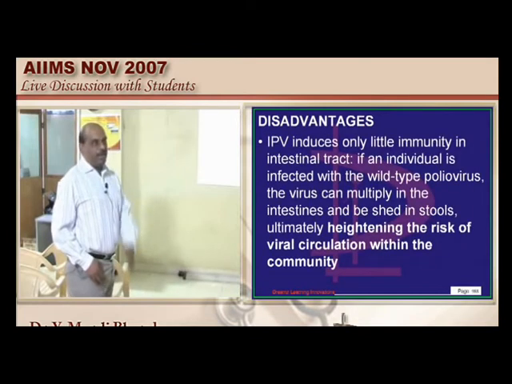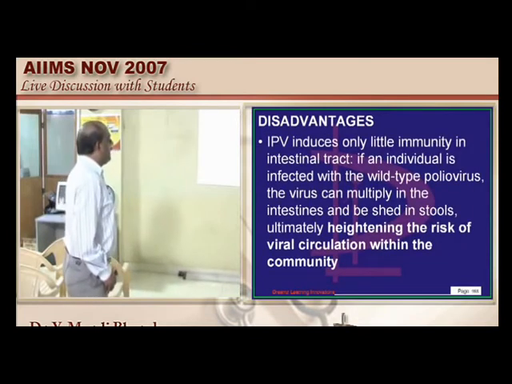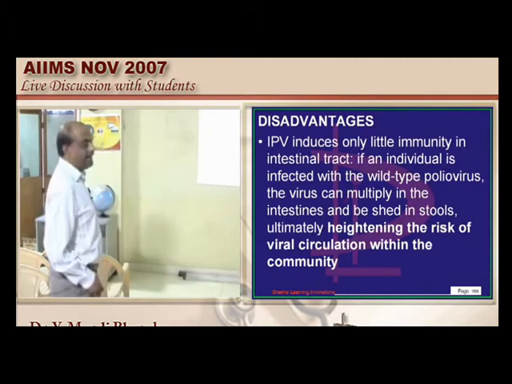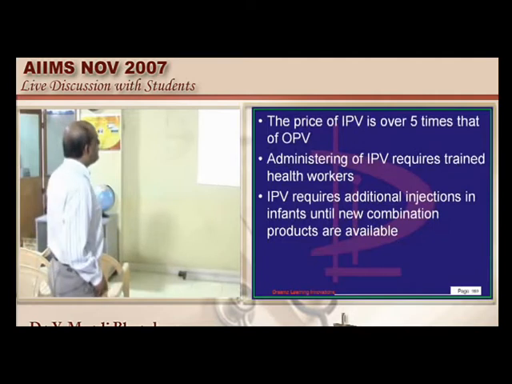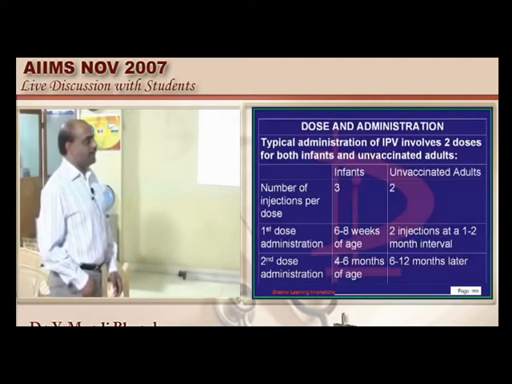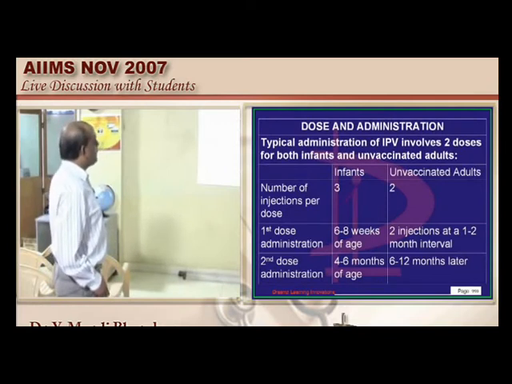And if you plan to give IPV, what is the protocol? Typically 3 injections, 6 to 8 weeks of age and 4 to 6 months of age, second dose. So definitely if the child is less than 3 years of age, then it should also be a possible answer. Now let's go to the next question.